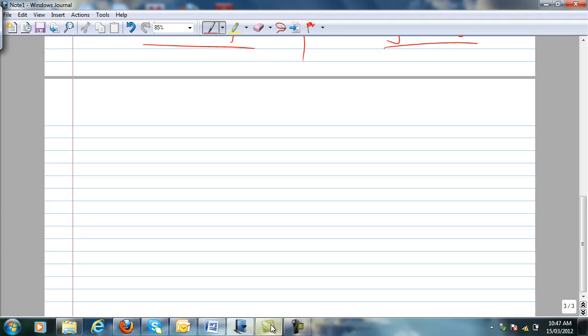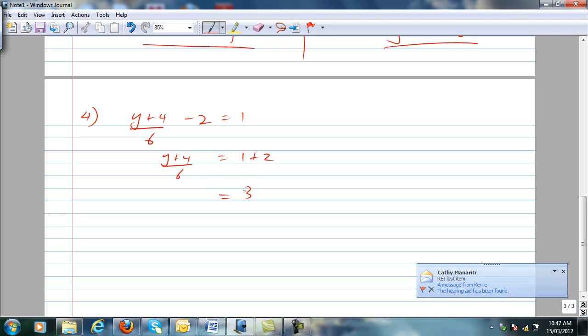Question number 4. We've got y plus 4 upon 6 minus 2 equals 1. That's all combined together, y plus 4 upon 6. So I'll take the 2 to the right hand side first because it's not combined with that. So I'll take the 2 to the right hand side. 2 becomes a plus. So we get 3 on the right hand side.